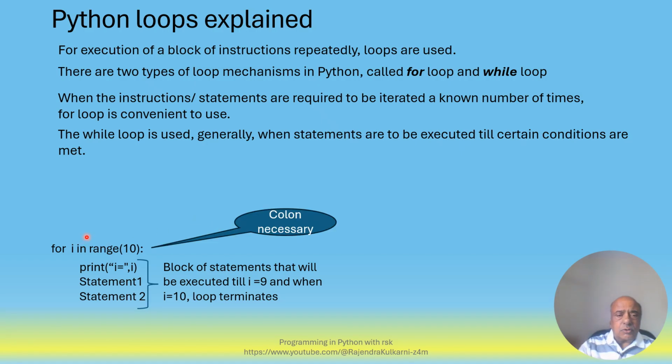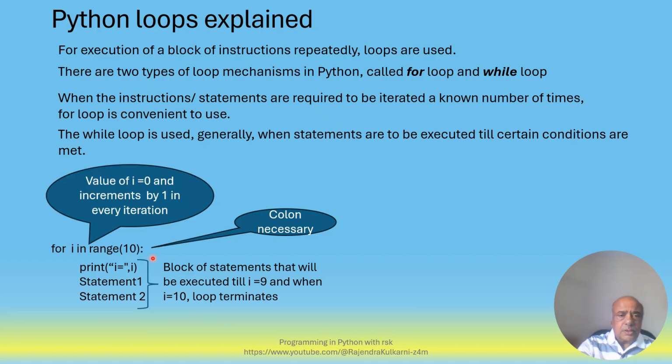While using for loop, this colon here is necessary. The value of I is set to 0 and incremented by 1 in every iteration. This indent is necessary. This indent will make it a block of 4, and without this indent the program will not work. This for loop will not work.